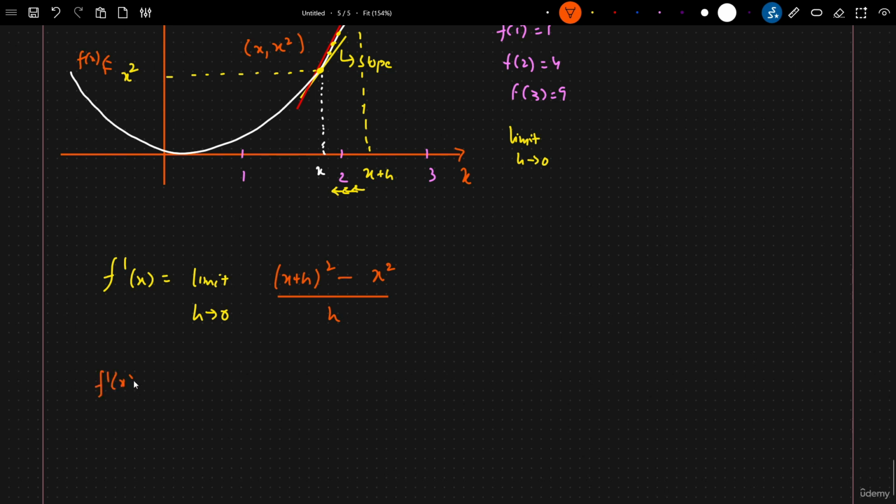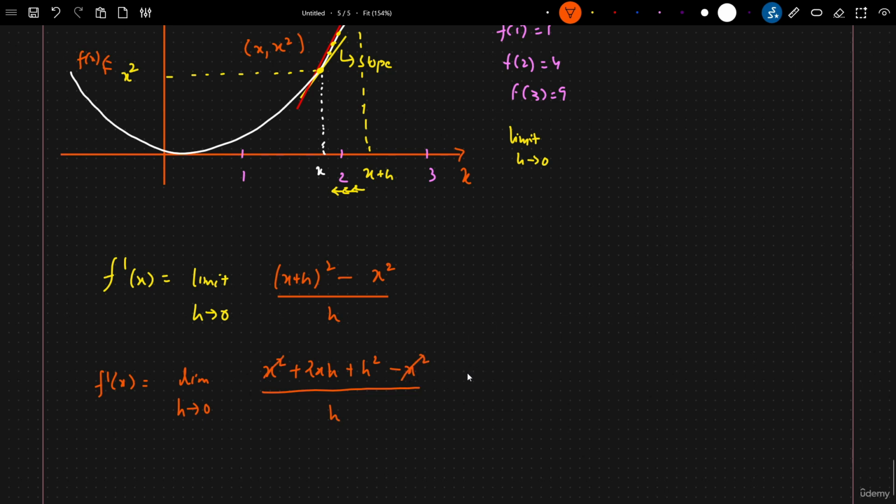So again, I will write f dash of x, limit h tends to 0. And here I'm going to write (x plus h) square minus x square, because this is just like (a plus b) whole square. So I can write x square plus 2xh plus h square minus x square, divided by h. So now this x square and x square will get cancelled.